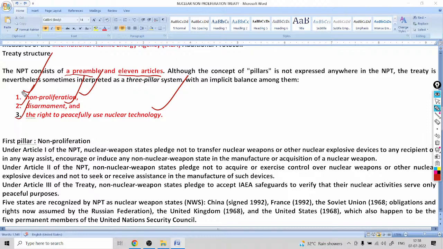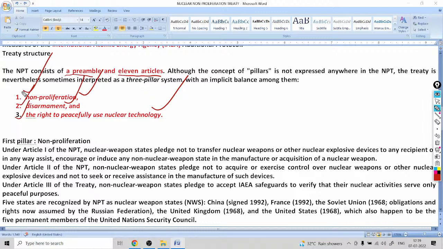This is Article 1. Article 2, non-nuclear weapon states pledge not to acquire or exercise control over nuclear weapons or other nuclear explosive devices and not to seek or receive assistance in the manufacture of such devices. So these two, one for the nuclear weapon states, the second is for the nuclear non-weapon states. Fine. Weapon states will not transfer it. Non-weapon states will never try to acquire it.